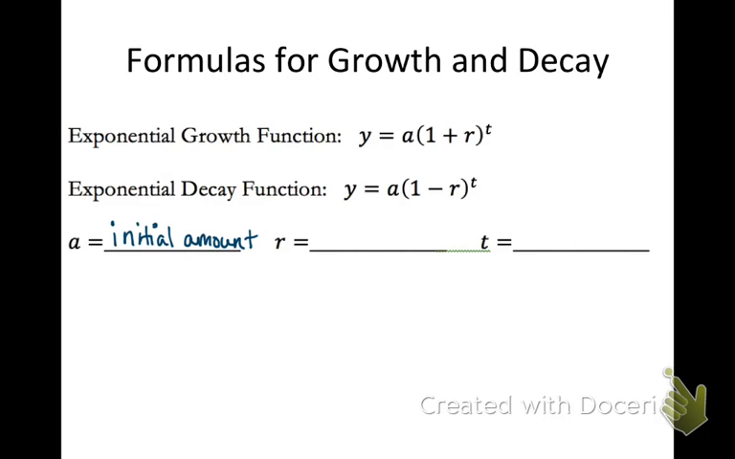Next, R is your rate. It's either going to be a growth rate or a decay rate, depending on if you're growing or decaying. This is most always given to you as a percent, but you have to change it to a decimal. On the next slide, we'll look at how to do that. T stands for time. So over how many years or how many days or minutes are you growing or decaying? That's what you're going to put in for T.